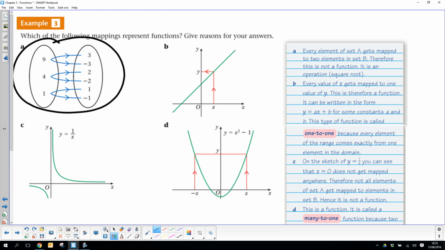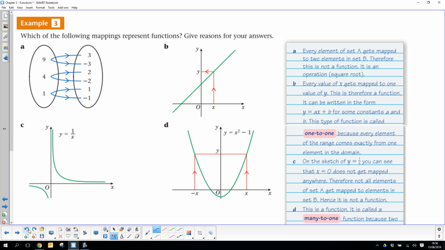Well, we can see that 9 is being mapped to 3 and to -3, 4 is being mapped to 2 and -2, and 1 to 1 and -1. So we're thinking this is square root, and quite clearly this is not a function. We have a problem here that each of our inputs is being mapped to more than one output, so it's just not a function. End of. Part B is a graph.